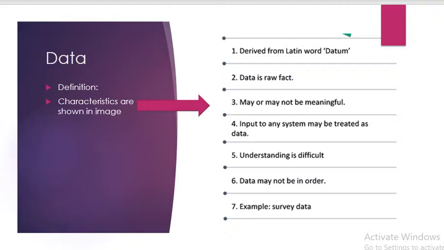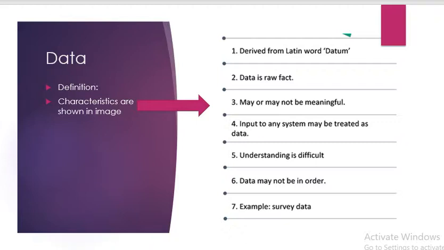Okay, so keeping that aside, let me start explaining a few important 7 points that are mentioned here. The first thing is the word data is taken from datum. It is a Latin word from where this term was derived. So next, data is a raw fact. So what does a raw fact mean? For example, your age is 26. It is a raw fact. It is a fact.